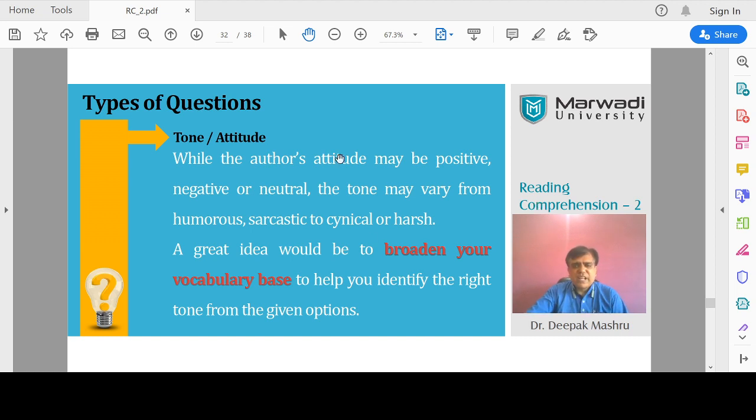Fine. As I told you, the tone can be humorous, sarcastic, cynical, meaning opposite or contradictory, or harsh. So it can be any type. If we can find words related to a particular tone and remember them, it can help you, because that question can be there in reading comprehension. What is the author's tone in the paragraph? What is the author's attitude about the paragraph? Unless you can identify such words, you cannot answer this question.